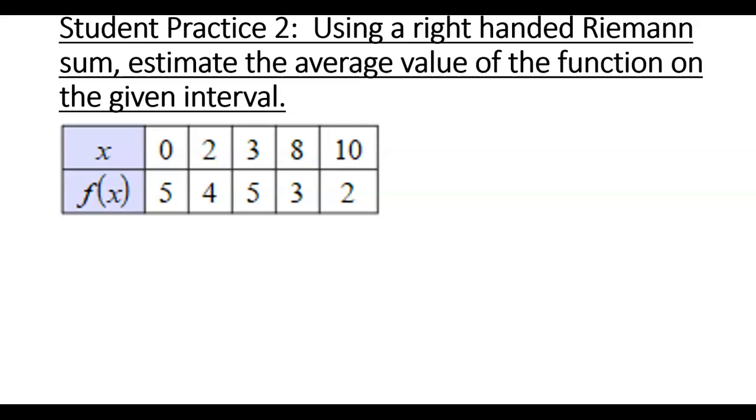All right, here you guys go. You're going to do a right-hand Riemann sum to find the average value. You're not doing a trapezoid. You're doing a right-hand Riemann sum to find the average value. I'm going to show you guys how to do this just in case you didn't get your answer. But if I can get quiet right now real quick.